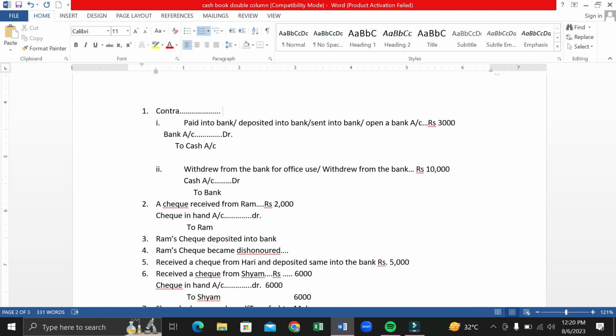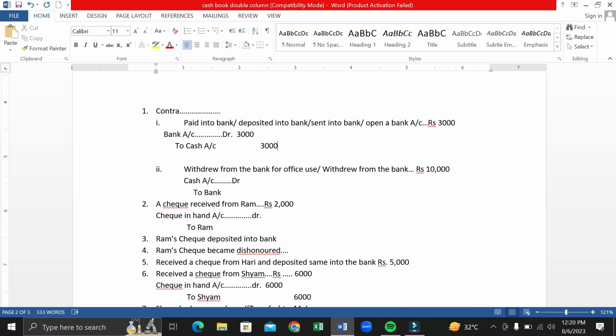There are two different examples of a contra entry. The first one is paid into bank, or deposited into bank, sent into bank, or open a bank account. For example, here we are taking a simple example: paid into bank rupees 3000. So what will be the journal entry for that? The entry will be: Bank account debited to cash account.